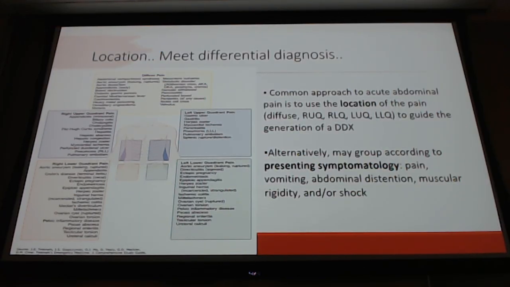So the conceptual framework for understanding this chart is locating it by quadrant. And then also at the top there it just says diffuse pain. It doesn't really help us out a whole bunch.